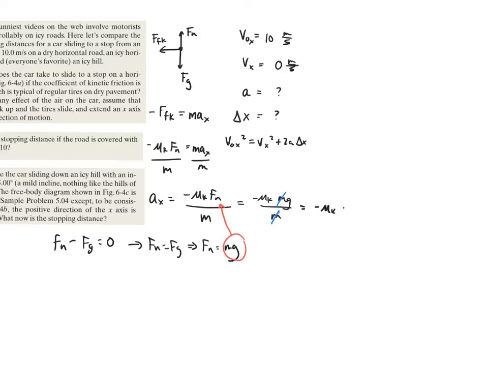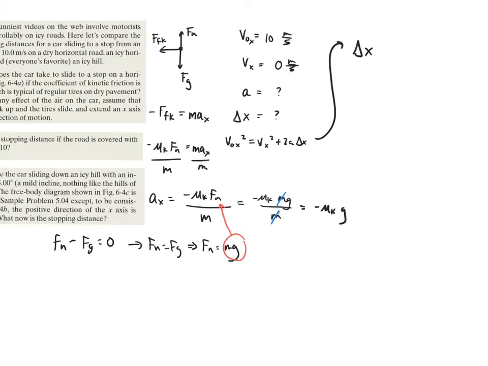Negative mu k times g. There's the acceleration. Now, if I solve this equation over here for delta x, recognizing that the final velocity is going to go to 0. Oh, nobody corrected me. Anybody see a mistake somewhere? Yeah, it's the Vf squared. These two should be switched right here, guys.